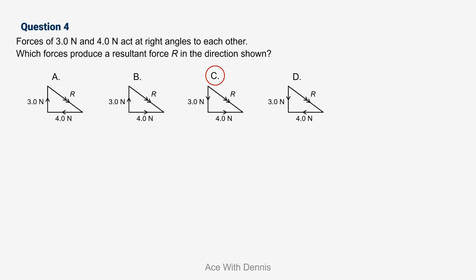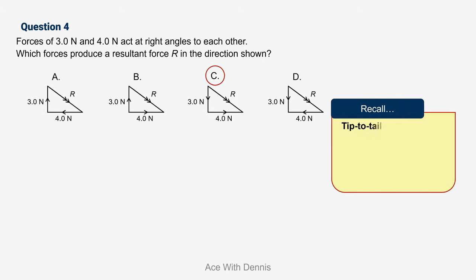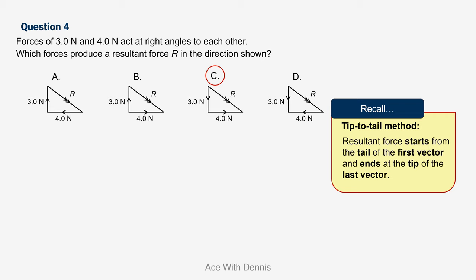These few diagrams show one of the methods that we use to determine the resultant force. This method is called the tip-to-tail method. Let's recall what the tip-to-tail method is. To use it to identify the resultant force, the resultant force starts from the tail of the first vector and ends at the tip of the last vector. From these four diagrams, C will be the correct answer, where 3 newtons and 4 newtons are the acting forces, and the resultant force starts from the tail of the first vector and ends at the tip of the last vector. That's why the answer is C.